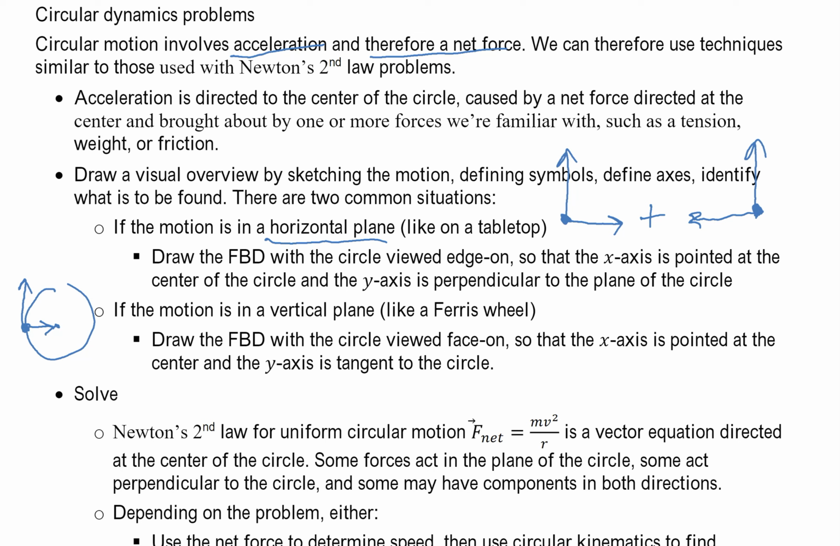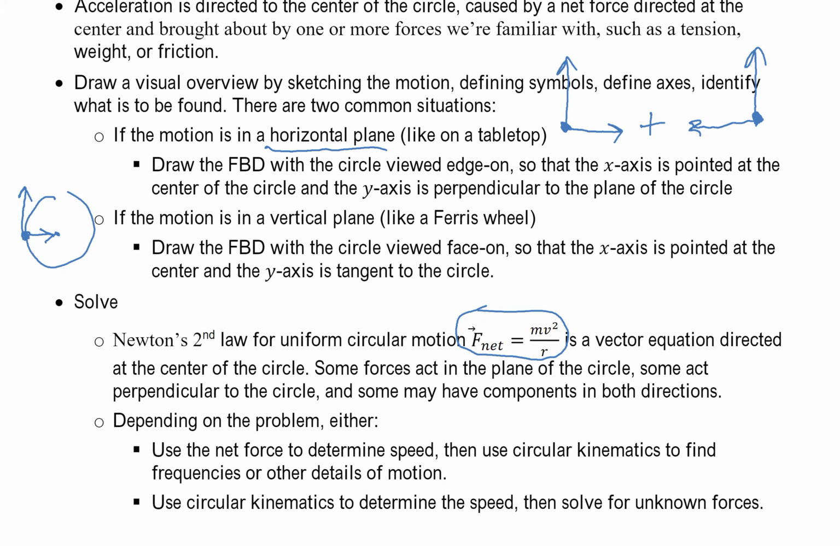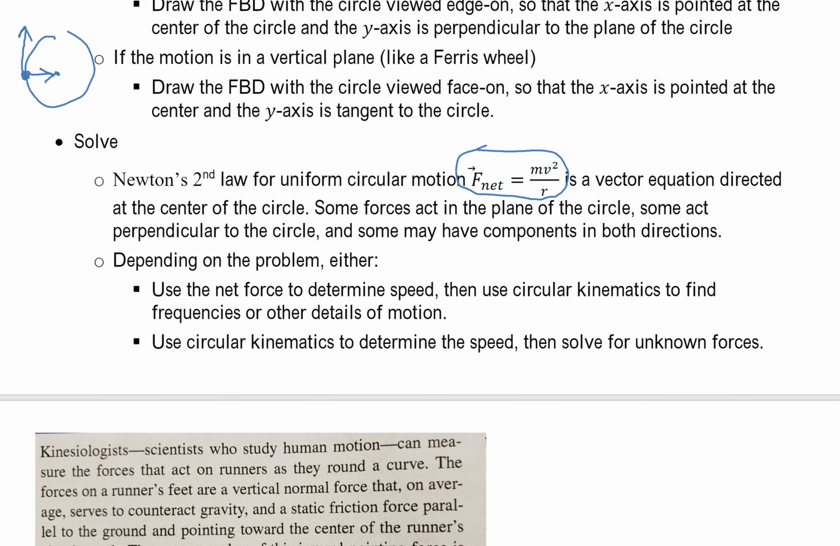So now solve. We have Newton's second law for uniform circular motion. Here is that formula again, mv squared over r. Is the equation directed at the center of the circle? Let me scroll up here. Okay, so some forces act in the plane of the circle, some act perpendicular to the circle, some may have components in both directions, and we'll see an example of that in this section.